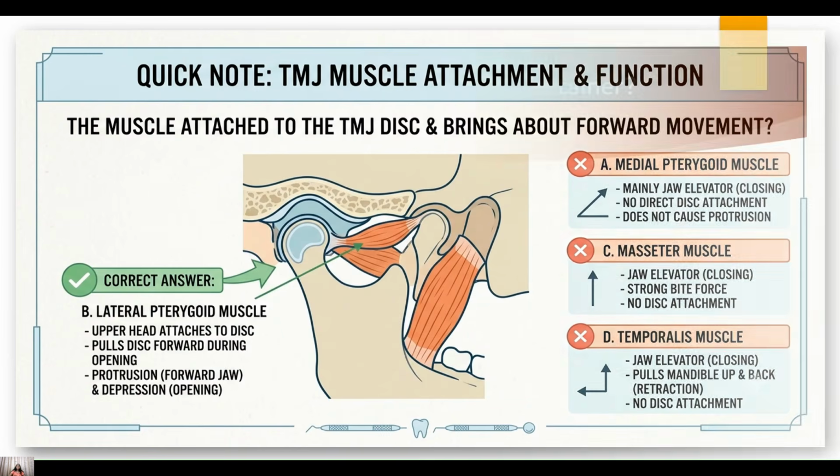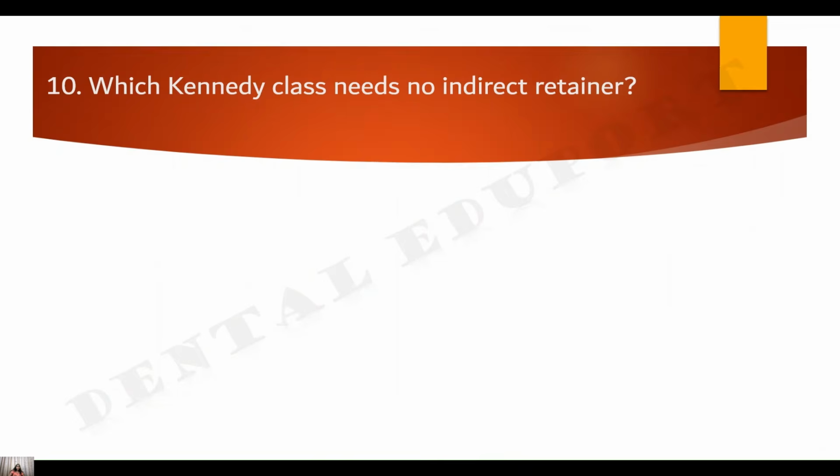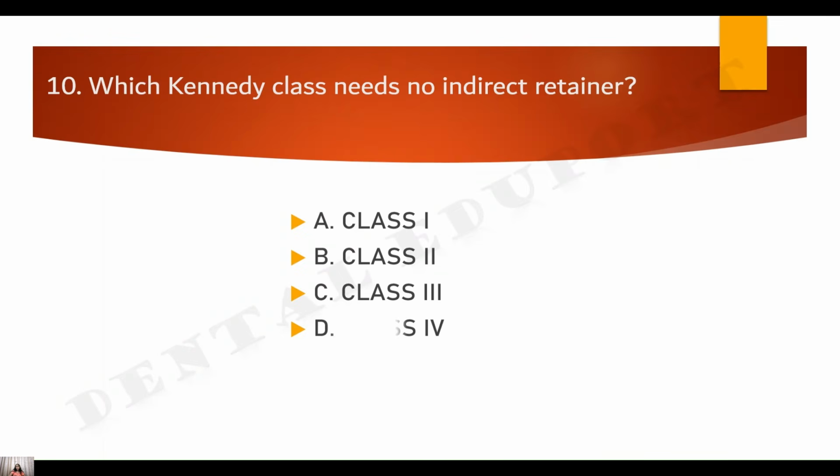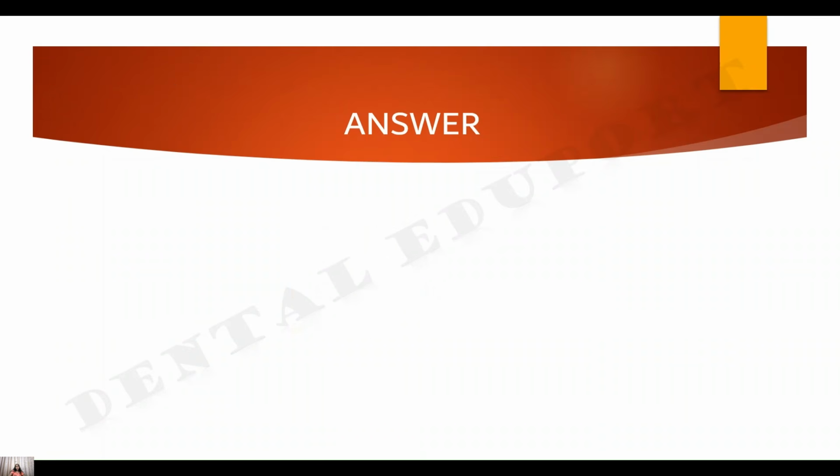So moving on to our last question for today. Which Kennedy class needs no indirect retainer? A. Class 1, B. Class 2, C. Class 3, D. Class 4. The answer is C. Class 3.